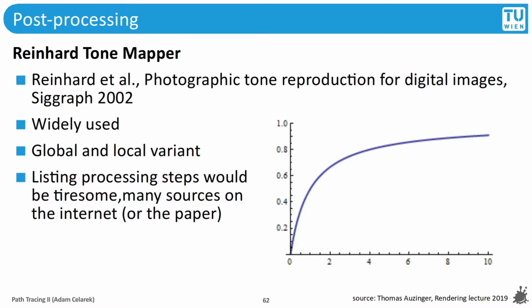The Reinhardt tone mapper is widely used, and there is a global and a local variant. We will not cover the processing steps, it would be tedious and you would have to look them up when you implement it anyways. Refer to the paper. The goal of that process is to find a transfer function, like you can see an example over here. The exact shape of that function depends on the whole image in case of the global variant and on the local neighborhood in case of the local variant. That shape is somewhat similar to a logarithm. Hence, logarithms are also usable, as we have seen before.